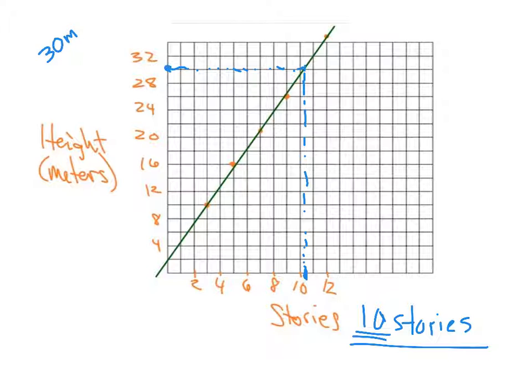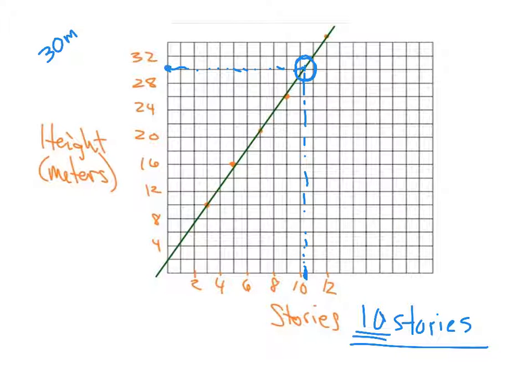Now, that's one question that could be asked. What if I instead were to ask, also notice, there was no data point here. There was no data point. So it's not like you can look at your data table and figure this out. You have to have the graph with the line of best fit on the graph.